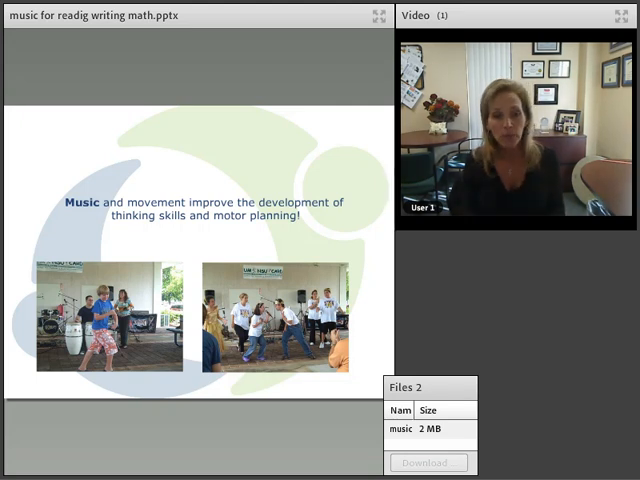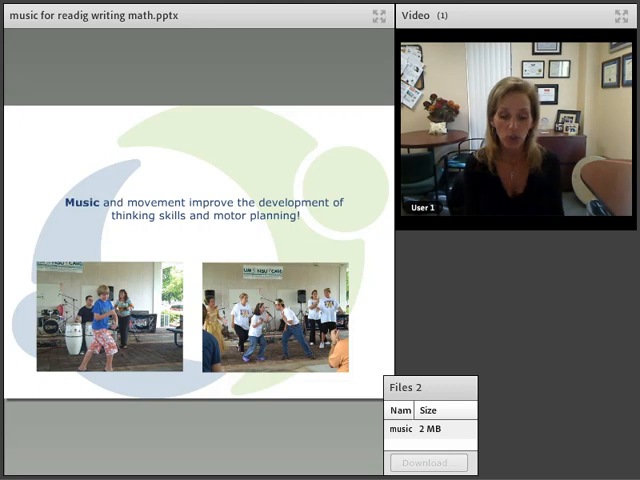Music and movement also improve the development of thinking skills and motor planning. Let's think about how much it takes just to play, let's say, the piano. For those learning to play the piano, they have to be able to coordinate what they're seeing on the page to the keys on the piano, on the keyboard. So they're really having to plan motorically as well as intellectually what they're seeing and what they're doing.